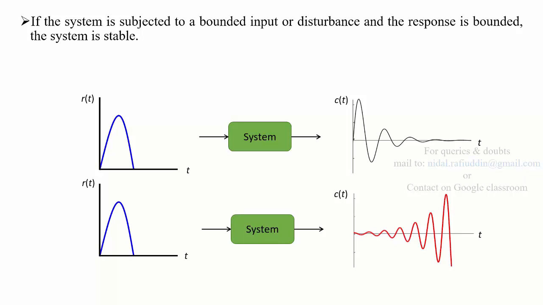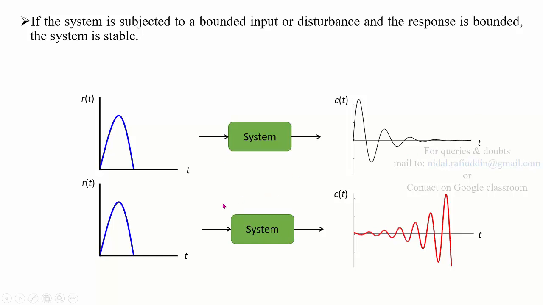For example, if you talk about the first figure, we provide this system with a bounded input. So this R(t) is the input given to the system. And if we have a bounded output, you can observe that the output is reaching an equilibrium, a steady state, after a certain period of time. So such a type of system is a stable system.